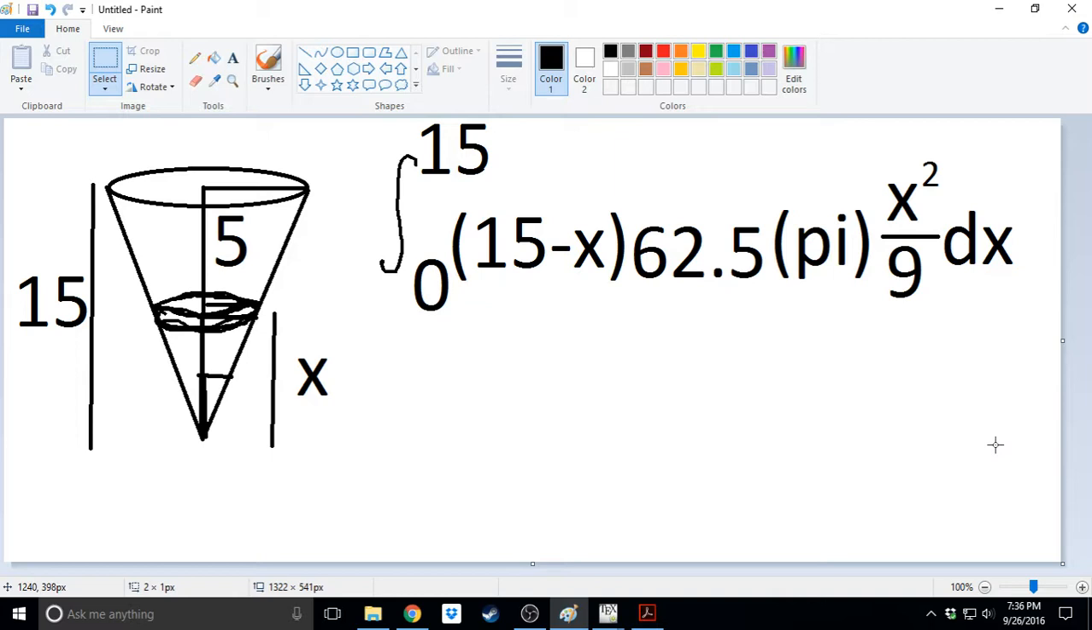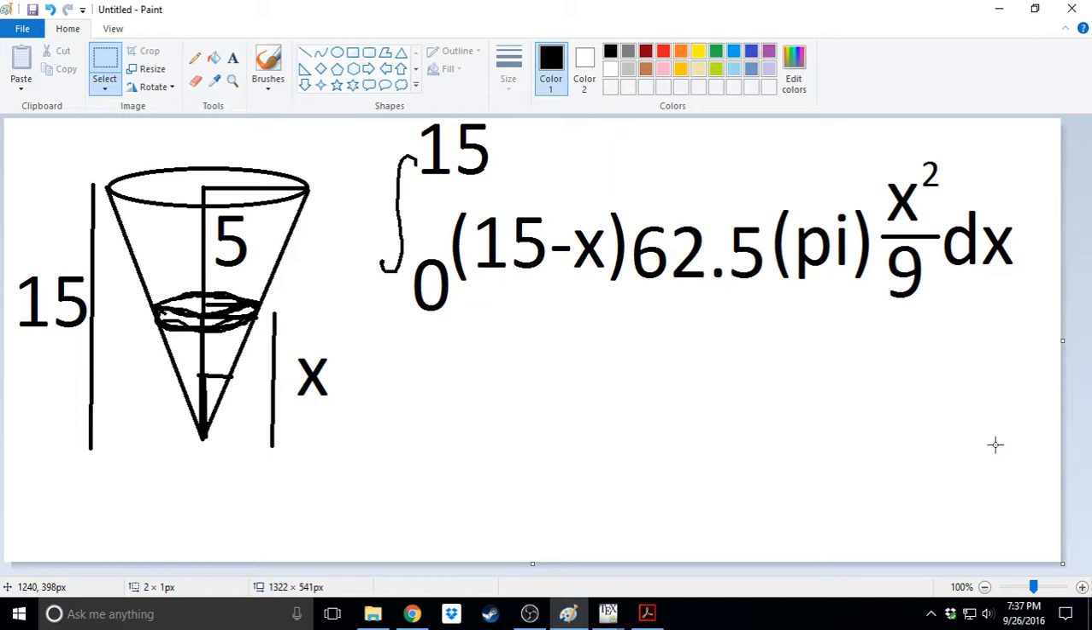62.5 is the weight of a cubic foot of water. And it is something that we expect you to know. Although, I bet it does show up on exams. I think that they might give it to you half the time, but the other half the time they won't. And 62.5 is just going to be something you're going to have to know.